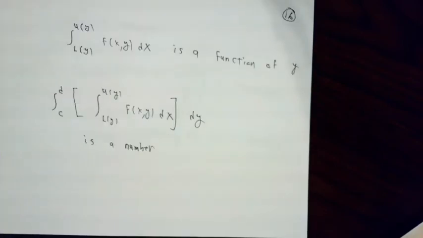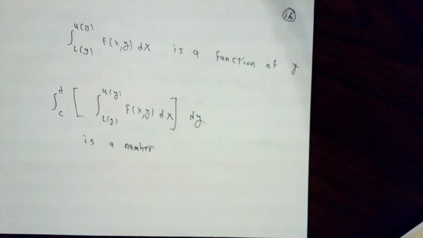Alternatively, if L of y and u of y are functions of y only, I could form the integral from L of y to u of y of f of x and y integrated with respect to x this time. There mustn't be any x in the answer, so that has to be a function of y only. If c and d are actual numbers, then I can integrate a function of y from c to d and get a number out of it.